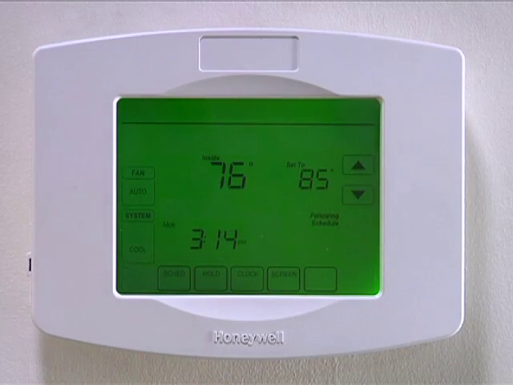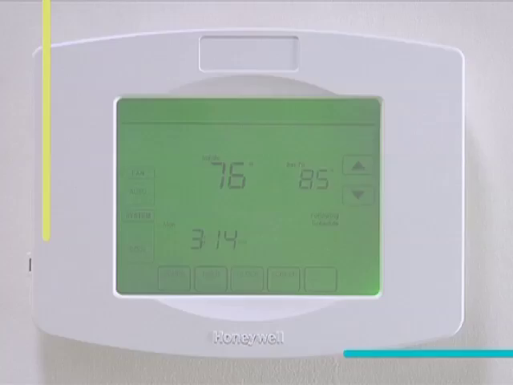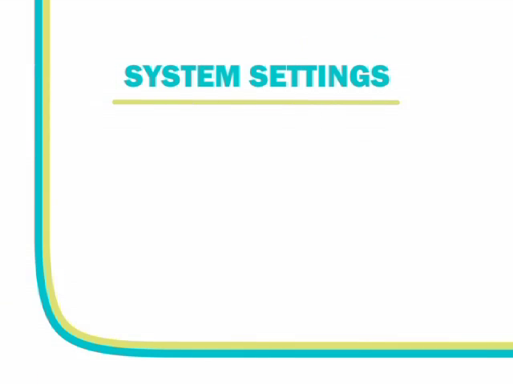The system settings are the heating and cooling settings. The setting options are Heat. The smart thermostat will control only the heating system. Cool. The smart thermostat will control only the cooling system. Off. Heating and cooling systems are turned off.